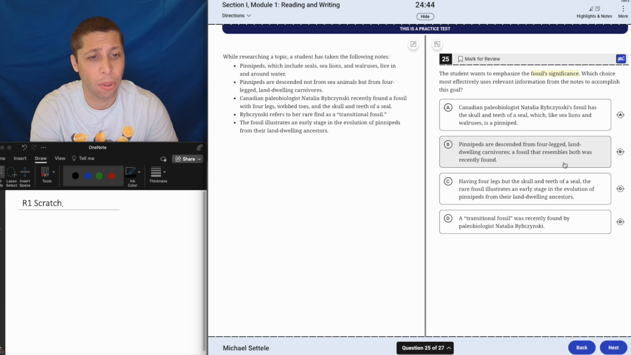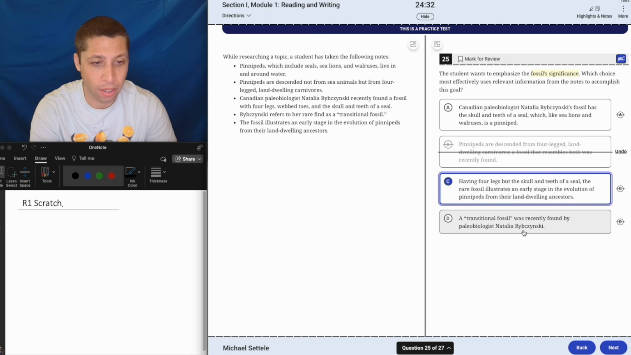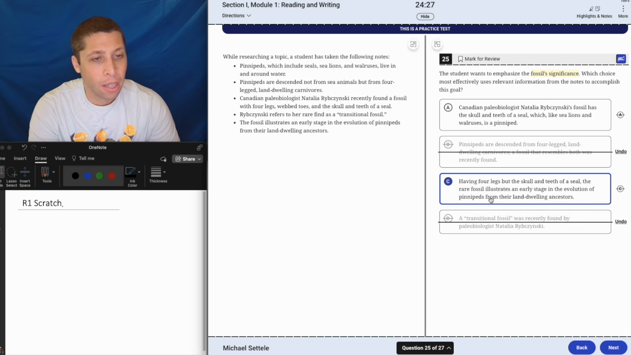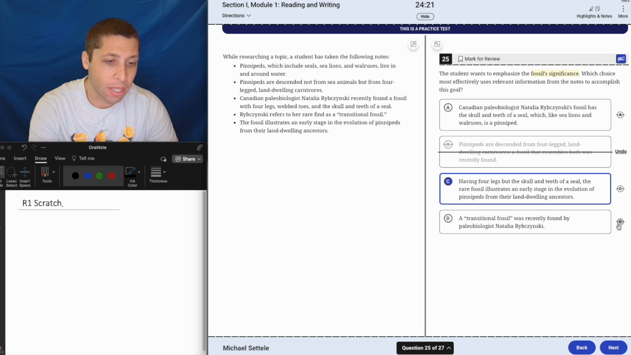A fossil that resembles both was recently found. Why is it significant? Having four legs but the skull and teeth of a seal, the rare fossil illustrates an early stage in the evolution of pinnipeds from their land-dwelling ancestors. Why is it significant? It's an early stage in the evolution. A transitional fossil was recently found. Well, this is saying it's transitional, but why is it significant? It's significant because it's transitional.